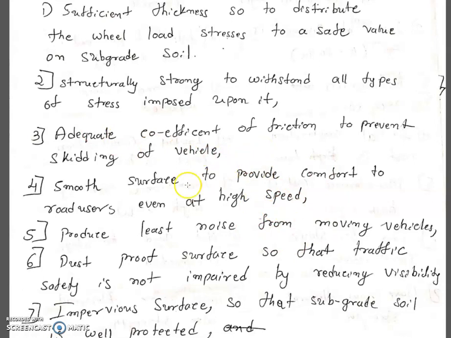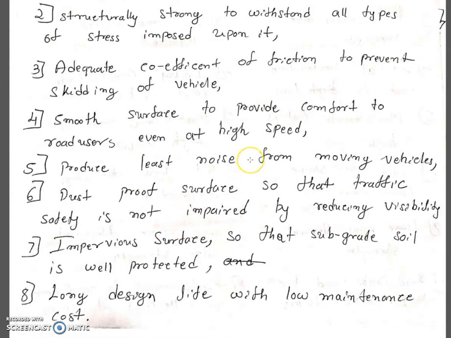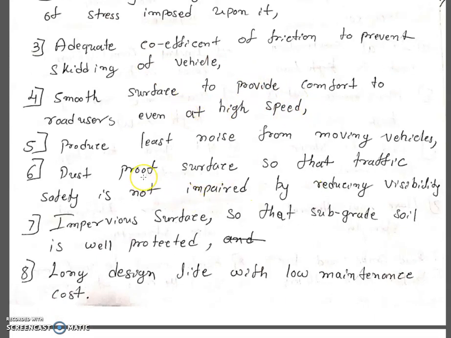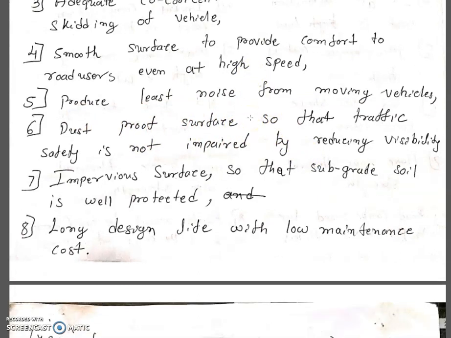If you provide more friction, then the surface is not smooth, and it will not be comfortable to the road user. Next, it should produce the least noise from the vehicles. Due to the rubbing action between tires and the surface, whether it may be aggregate or CC pavement, some noise will get produced, it should be minimum. The surface should be dust proof, especially for the shoulder construction. You have to properly compact the shoulder such that there should not be any dust on the pavement, to avoid the skidding of the vehicles.